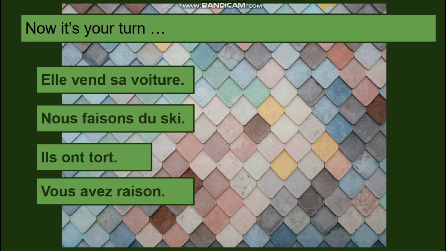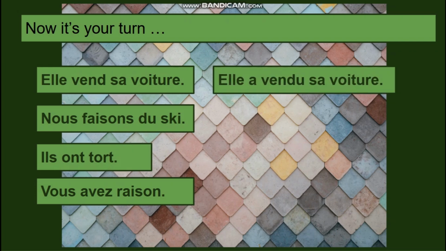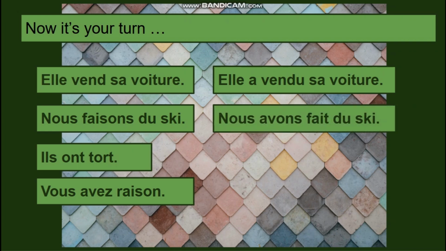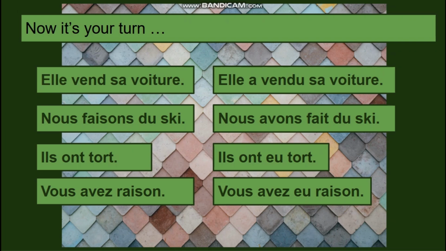Alright, so let's have a look. Elle a vendu sa voiture. So we will go from she sells her car to she sold her car. Nous faisons du ski becomes nous avons fait du ski. We went skiing, or we did some skiing, or we skied, I guess in English. Ils ont tort, they're mistaken, or they're wrong. Ils ont eu tort, they were wrong. Vous avez raison, you are right. Vous avez eu raison, you were right.